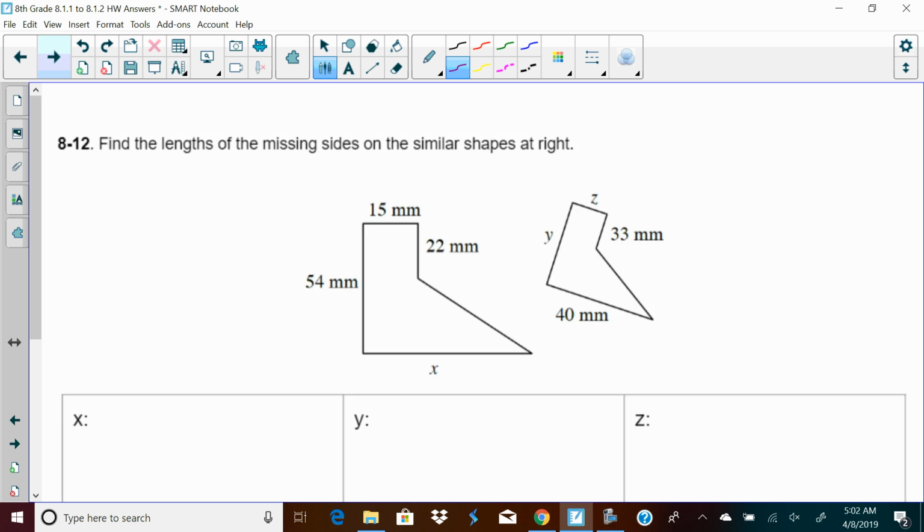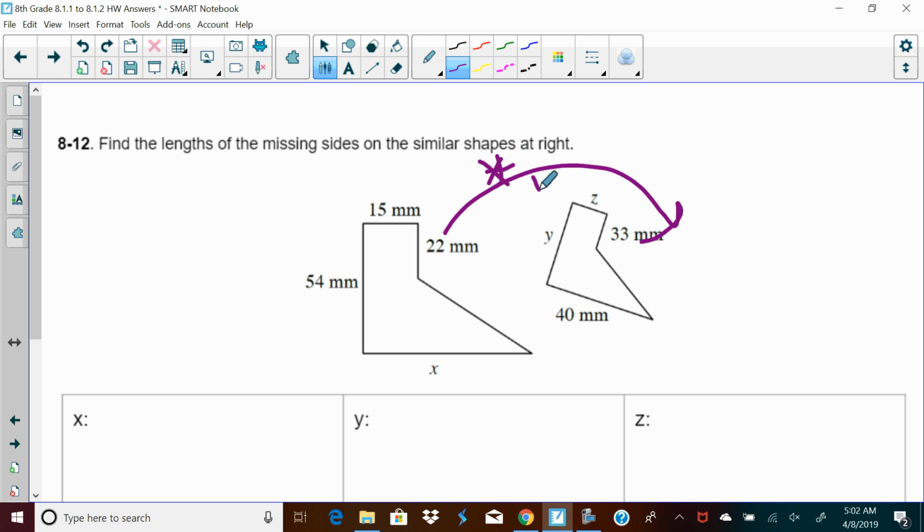12, find the length of the missing side on the similar shapes at right. So I figured out what it was going both ways. So 22, what would I multiply 22 by to get 33? So we do 33 divided by 22, and I get 1.5. So I'm multiplying by 1.5 to go this way, and I'm dividing by 1.5 to go the other way. So to find x, I'm going to do 40 divided by 1.5.